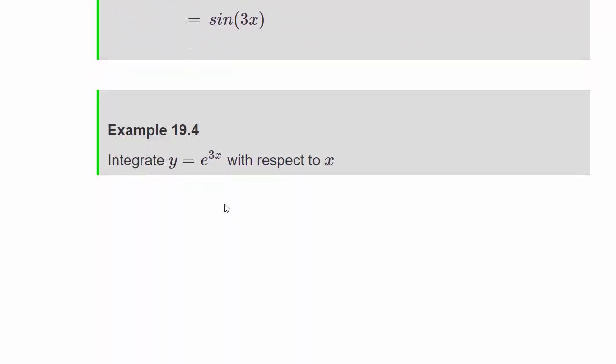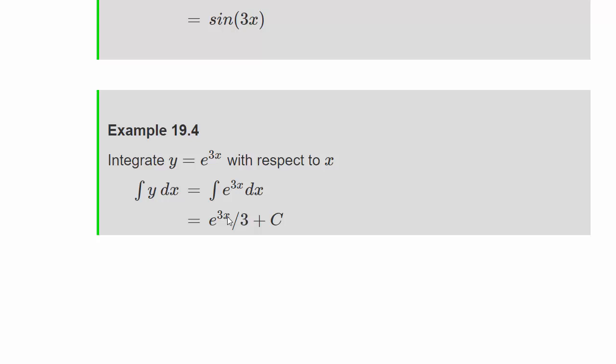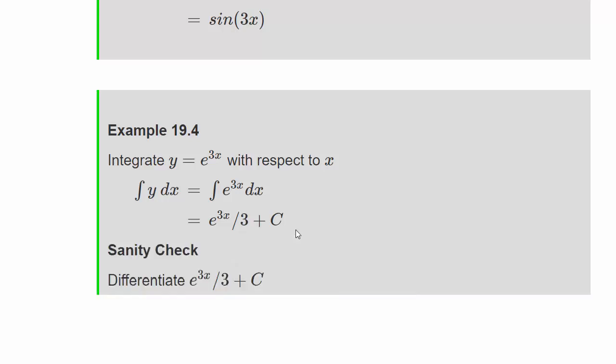Now we're going to integrate e to the 3x with respect to x. So we write that out in the usual way. The integral of e to the 3x is going to give us e to the 3x, and then using the chain rule we divide by 3. So our answer is e to the 3x over 3 plus the constant of integration.